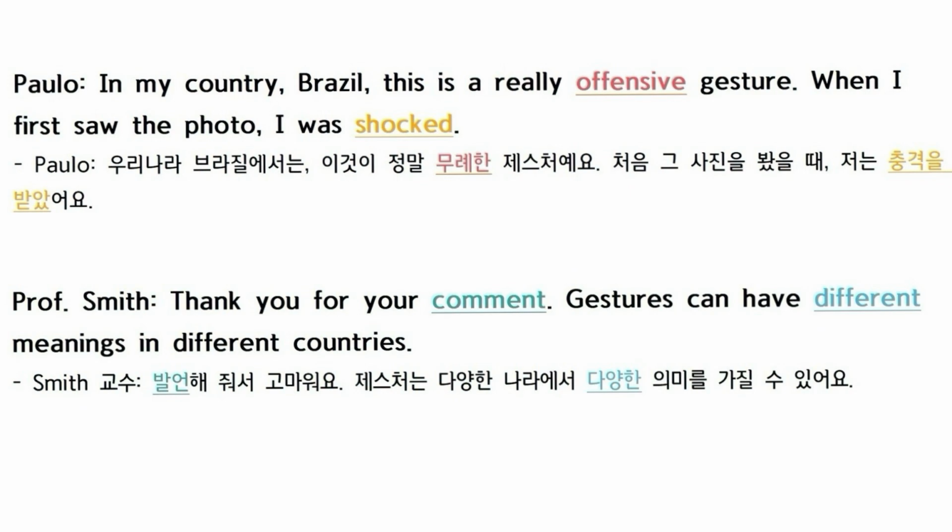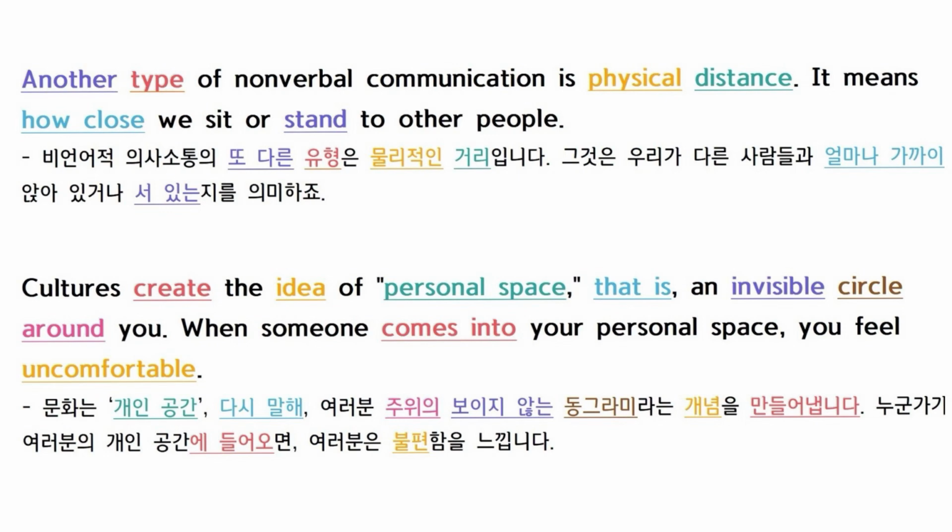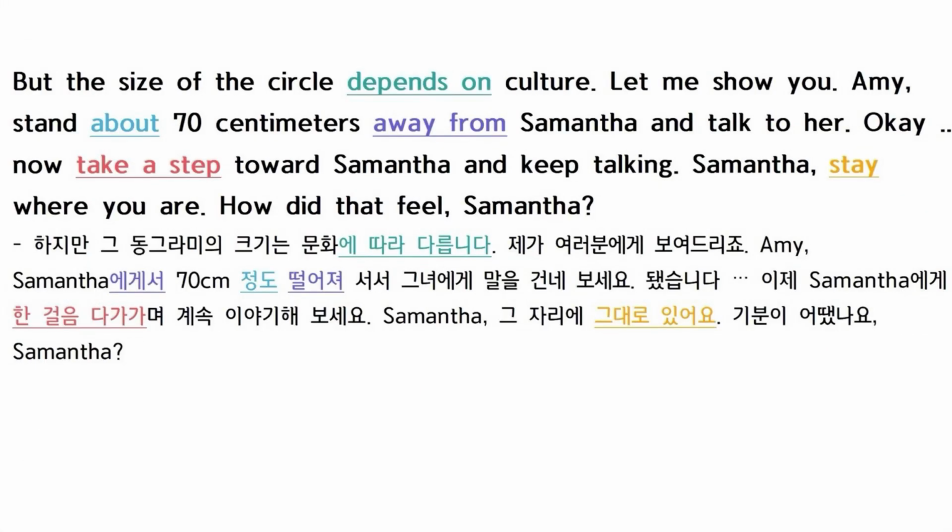Thank you for your comment. Gestures can have different meanings in different countries. Another type of nonverbal communication is physical distance. It means how close we sit or stand to other people. Cultures create the idea of personal space, that is, an invisible circle around you. When someone comes into your personal space, you feel uncomfortable. But the size of the circle depends on culture.